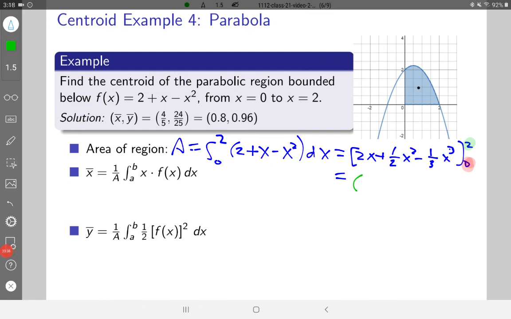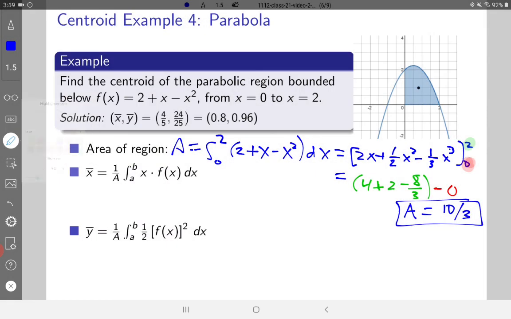There's the antiderivative of that function. I'm going to plug in the lower limit of 0 and the upper limit of 2. When I plug in the upper limit of 2, I get 4 plus 1/2 of 2 squared is 2, 1/3 of 2 cubed is 8/3. And then when I plug in the lower limit of 0, I get 0 squared, 0 cubed, and so on. I get a big fat goose egg out of all that. So let's see, 4 plus 2 is 6. 6 is 18/3, so minus 8 is going to give me 10/3. That's the area of this region. That's what I'm going to eventually plug in over here and here.